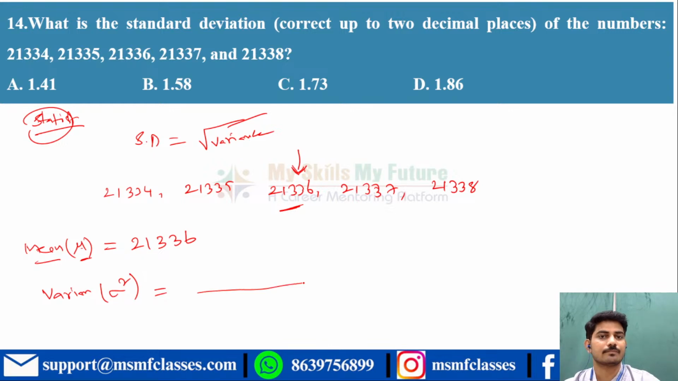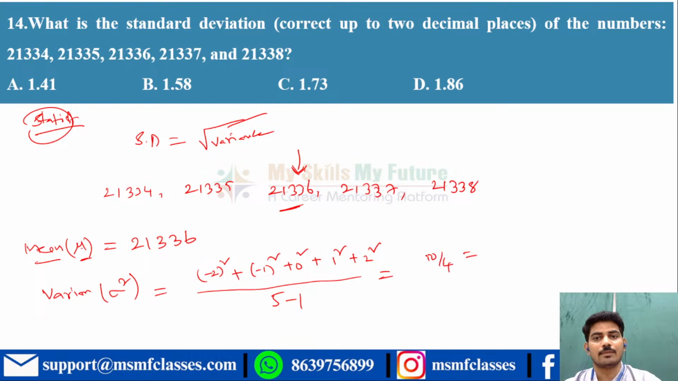So 21336 minus 21334, how much is the deviation? Minus 2 whole square plus minus 1 whole square plus 0 whole square plus 1 whole square plus 2 whole square, divided by n minus 1. How many observations are present here? 5 observations are present, so 5 minus 1. And if I simplify this, how much will I get? It will be 10 by 4, that will be equal to 2.5. So the variance I am getting is 2.5.